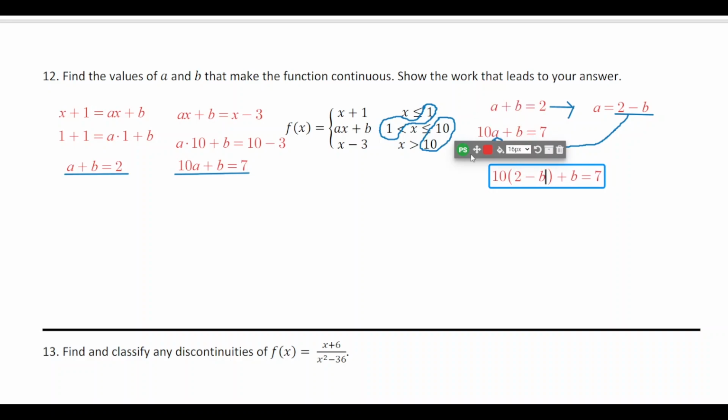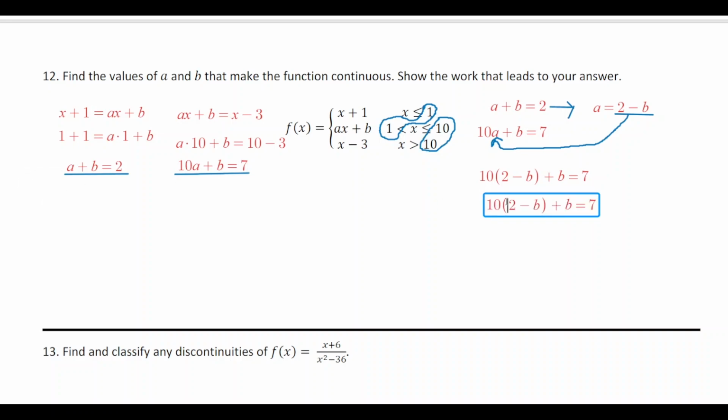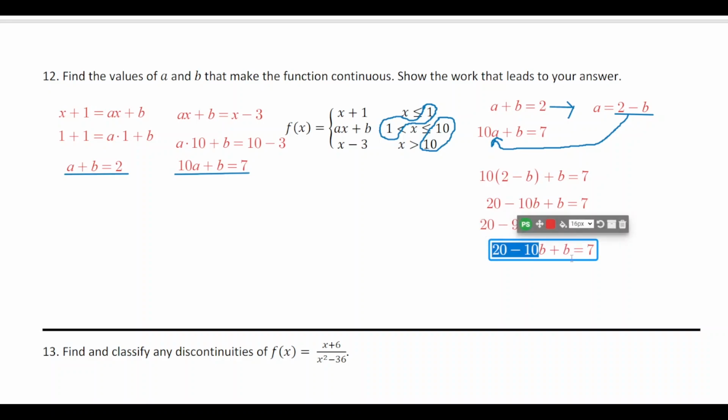Now I'm just going to solve for b, and I'll use that value to help me figure out what a is. So I need to distribute the 10. So that would be 20 minus 10b plus an extra b here equals 7. So negative 10b plus b would be negative 9b. Then I can subtract 20 on both sides. Is this really going to be a fraction? Okay, all right. So if I subtract 20 on both sides, I get negative 9b equals negative 13.